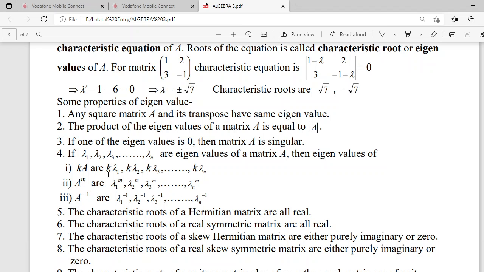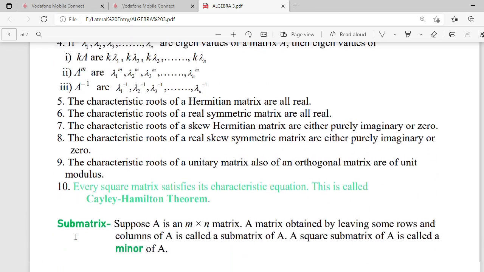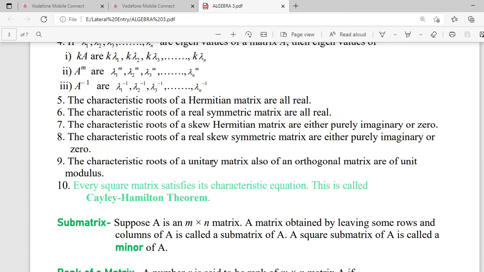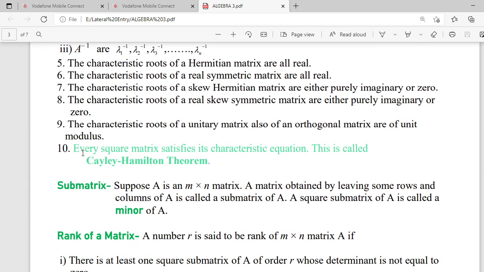These are the properties. The characteristic roots of a Hermitian matrix are all real. The characteristic roots of a real symmetric matrix are all real. The characteristic roots of a skew Hermitian matrix are either purely imaginary or 0. The characteristic roots of a real skew symmetric matrix are either purely imaginary or 0. The characteristic roots of a unitary matrix, and also of an orthogonal matrix, are of unit modulus.